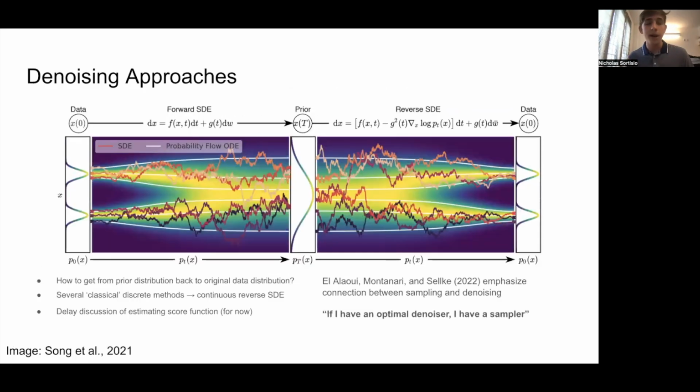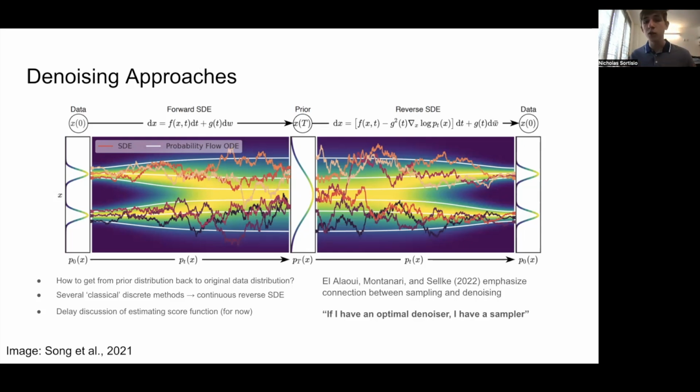So I'm going to talk a little bit now about different ways of denoising the prior distribution, so we can go back from our Gaussian noise and actually generate samples from the original data distribution. There are several classical discrete ways of doing this that I'm going to talk about, and then I'm going to talk about how they generalize when we take the step size limit to 0, how they become a continuous reverse SDE, which we actually know how to deal with and we just saw.